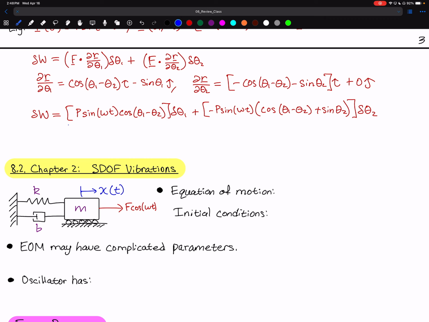And so everything inside this first square bracket is going to be our generalized force for theta 1. So it will show up on the right-hand side of Lagrange's equation for theta 1. And then everything in the second set of square brackets, that is our Q theta 2. It is the generalized force acting on theta 2, and will show up on the right-hand side of the second Lagrange equation, the one for theta 2, for this system, whatever it is.